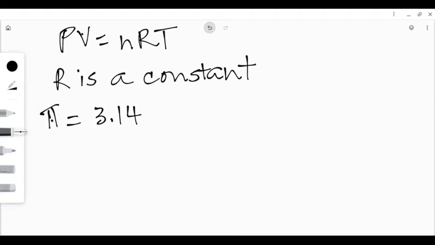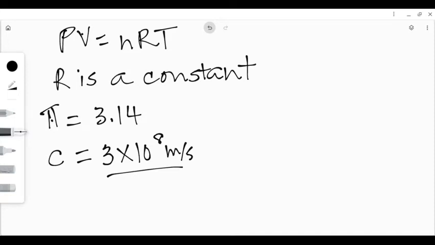Another example, C is the letter that we use for the constant for the speed of light. And the speed of light is always 3 times 10 to the 8 meters per second. So if you see a problem like Einstein's E equals mc squared, you can always plug 3 times 10 to the 8 meters per second into an equation.